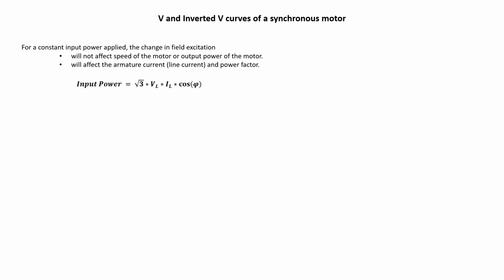We all know input power is equal to root 3 VL IL cos phi for a three-phase system. Here, as I already mentioned, input power is constant, root 3 is constant, VL will also remain constant. The two parameters that will change in this system are IL and cos phi. As you can see, these two are inversely proportional. When IL is increased, power factor will decrease and vice versa.